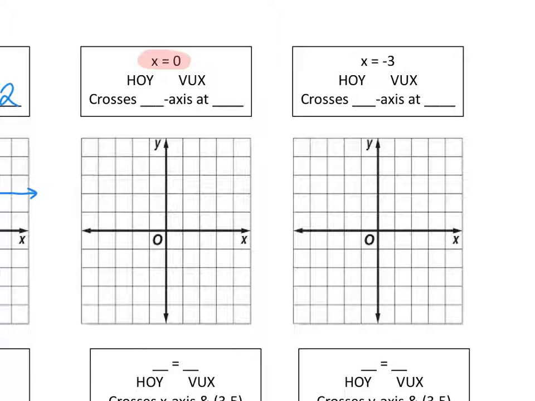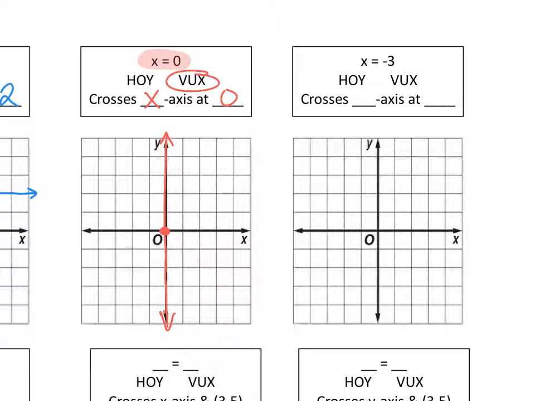We have x equals 0, and since it's x, is it going to be Hoy or Vux? Vux. Vux, which means it crosses which axis? The x-axis at 0. Here's where the x-axis is 0, but we know that this is a vertical line because it's Vux, which means this time our line is going to go up and down.